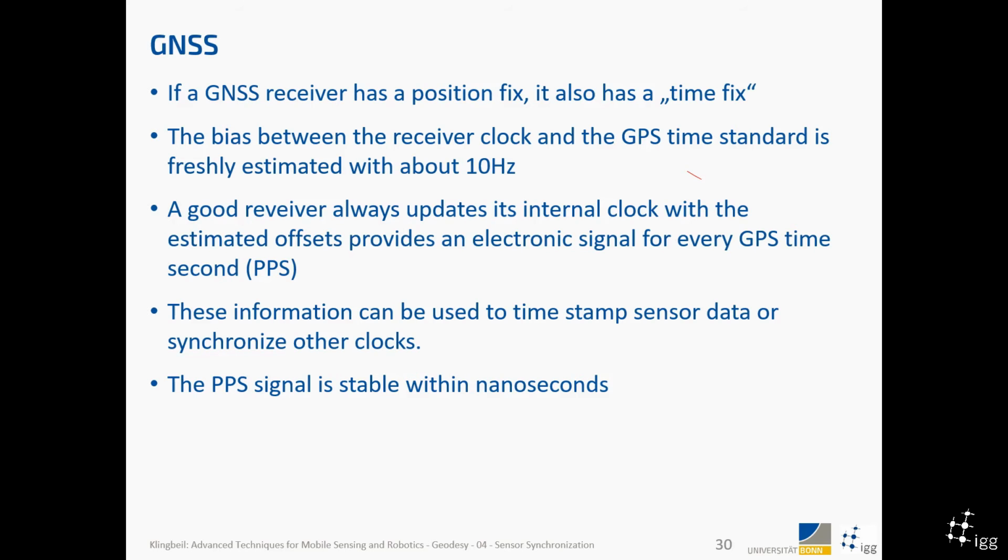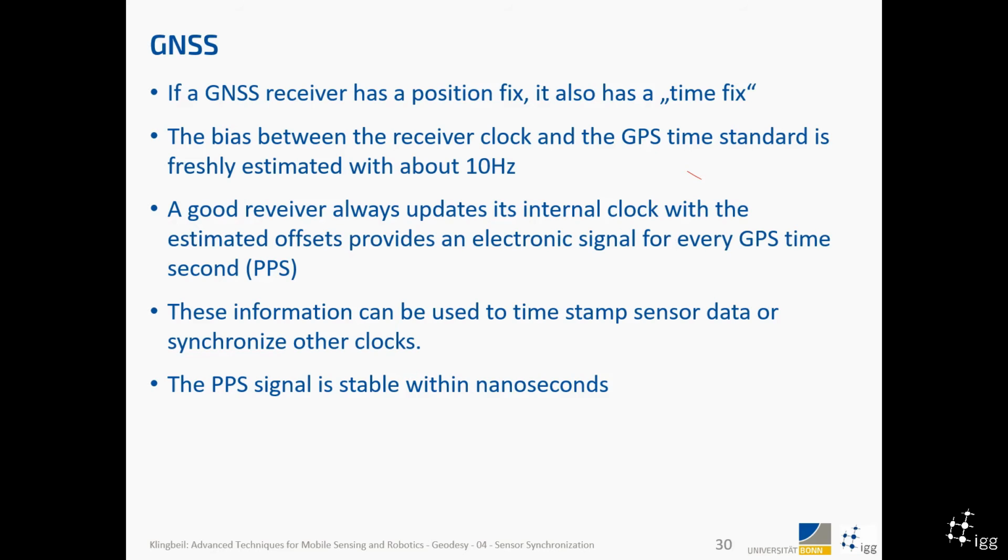And this is because the bias between the receiver clock and the GPS time standard is freshly estimated every time it needs to do a new position, which is about 10 Hertz. And this internal clock of the receiver is then, of course, updated with this bias. So this internal clock is then perfectly accurate according to the GPS atomic clock, or GPS time, of the satellite signals. If it's a good receiver, not all receivers, the cheap ones usually do not do that, it also feeds this internal clock out in form of an electronic signal, and this is called the PPS, the pulse per second. So a good GPS receiver provides you one pin which gives you a pulse every second, and this second is according to the time of the GPS system, and so according to universal coordinated time.